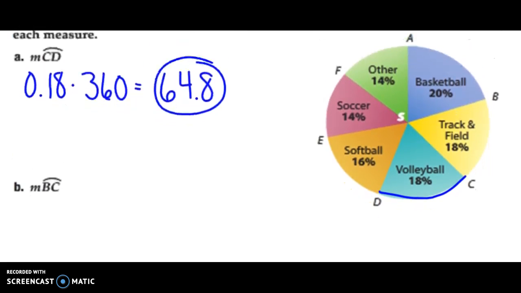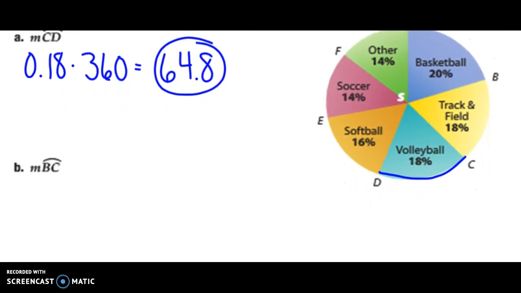Next, we're looking for BC. Well, BC, same thing, 18%. So it's going to be 64.8. You don't even have to do the math on that one.